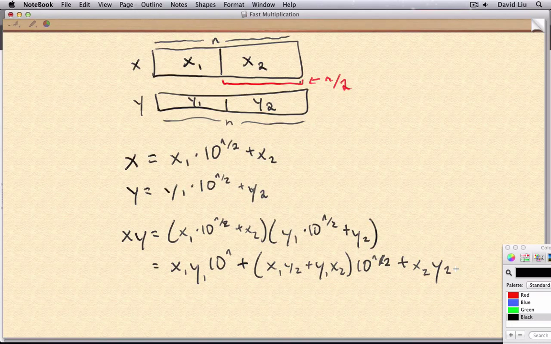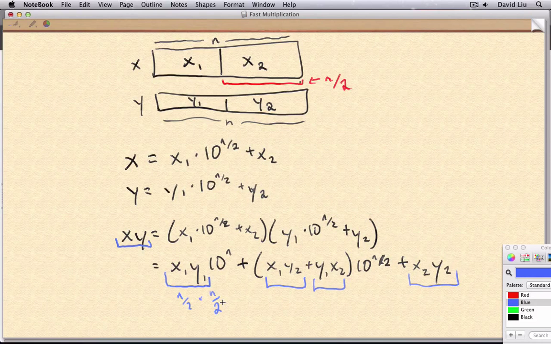And what was the point of doing that? Well, we've managed to reduce the problem of multiplying two n-digit numbers into a bunch of multiplications of n over 2 digit numbers.